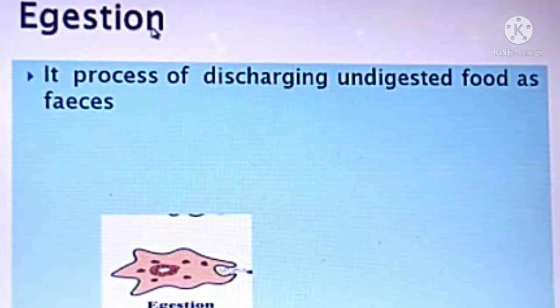And the next step is ejection. Ejection means after absorption and assimilation they are discharging undigested food as feces. They are discharging the undigested food to the outside. That process we call ejection through fecal matter. Through fecal matter they are ejecting it out. The process we call ejection.